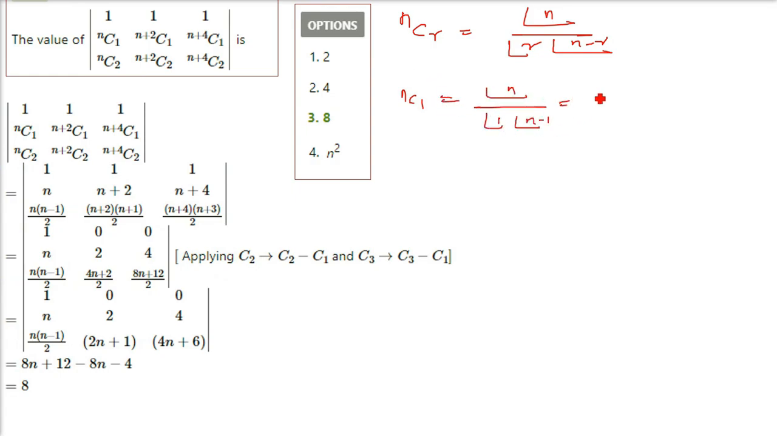So N you can take out, it will be N times factorial N minus 1. Factorial 1 is 1, so we can leave it. This gets cancelled, you get N. So you got the idea how N plus 1 becomes N.